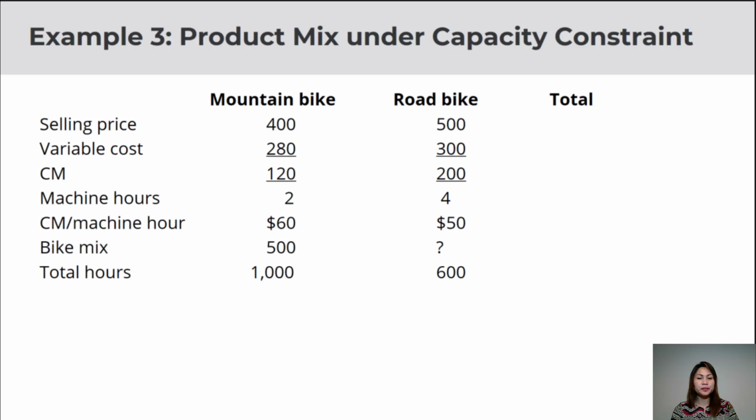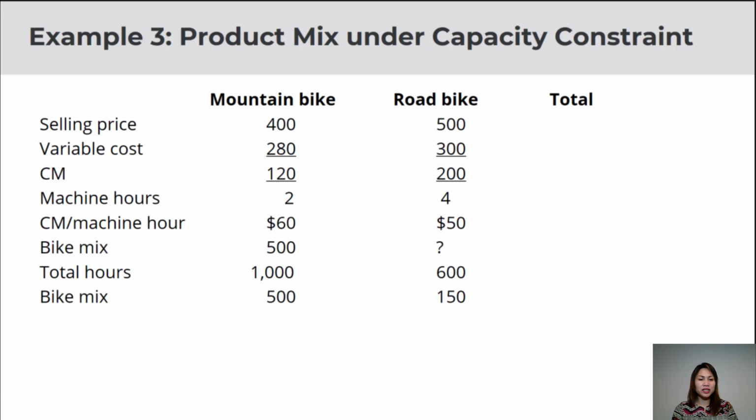Then the remaining of maximum production capacity for this company, 1600 minus 1000, equals 600 hours, will be allocated to manufacture road bikes. Now the question is, if we have 600 hours, how many road bikes can we produce? 600 divided by 4 equals 150 units of road bike.